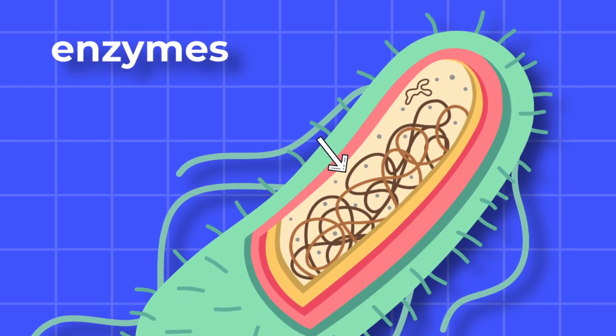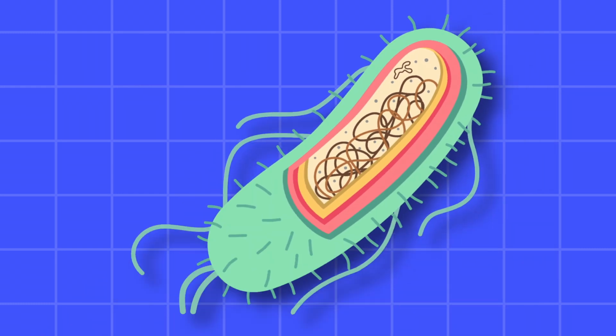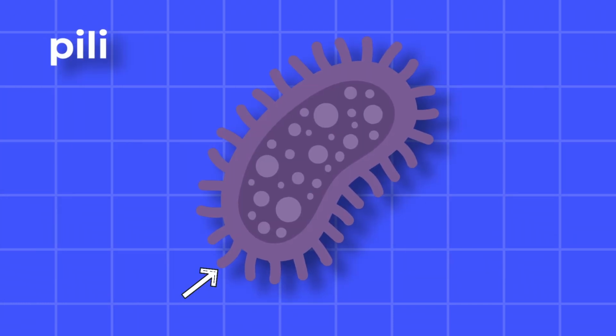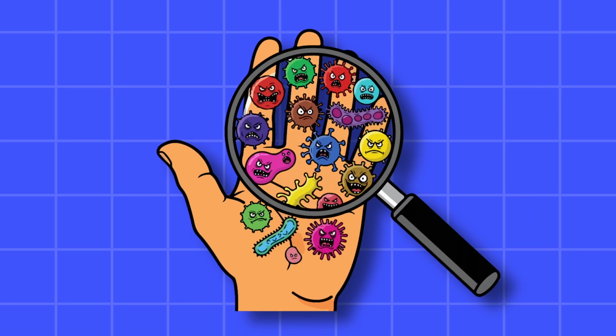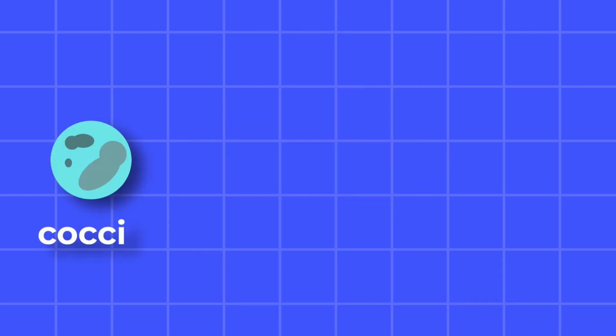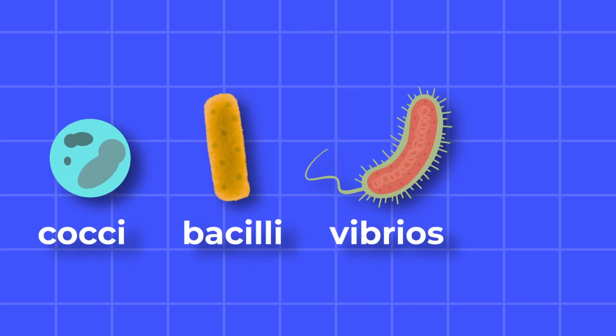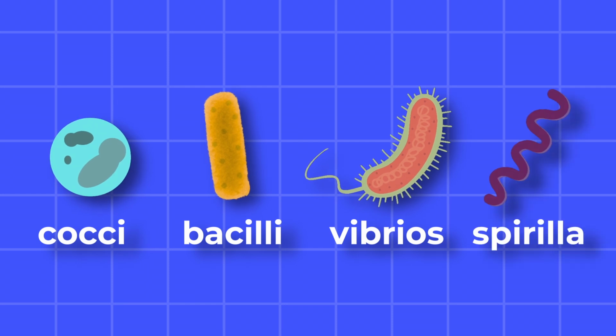the cell alive. For movement and contact, some bacteria use a whip-like flagellum to swim. Others use short, hair-like pili to stick to surfaces or exchange DNA with nearby cells. In terms of shape, bacteria come in many forms. Cocci are round, bacilli are rod-shaped, vibrios curve like commas, and spirilla twist like corkscrews. These shapes help them move, attach, and fit their habitats.